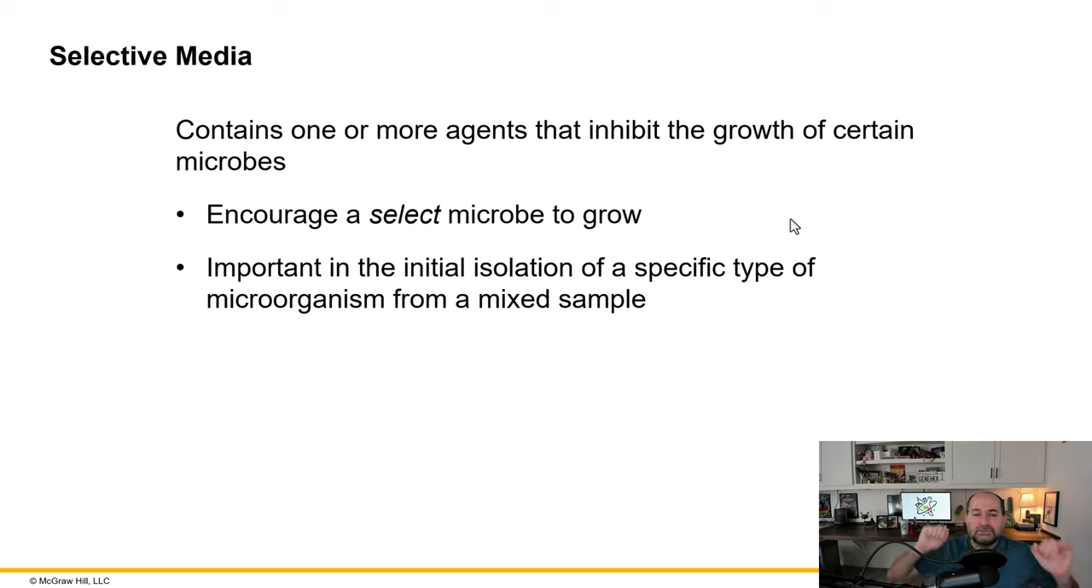What's the difference? All right. Differential media allows multiple types of microorganisms to grow. It says, go ahead and grow. But of the microbes that grow, we can display visible differences between colonies or between cultures. For instance, I'll give you an example.